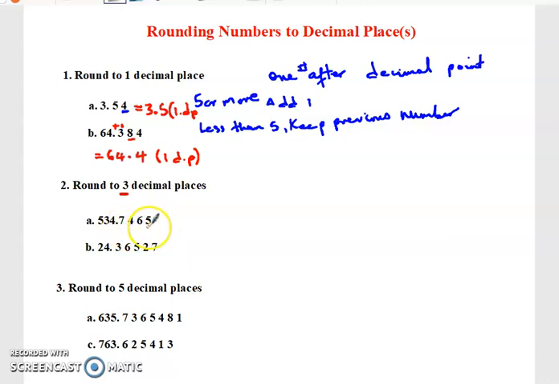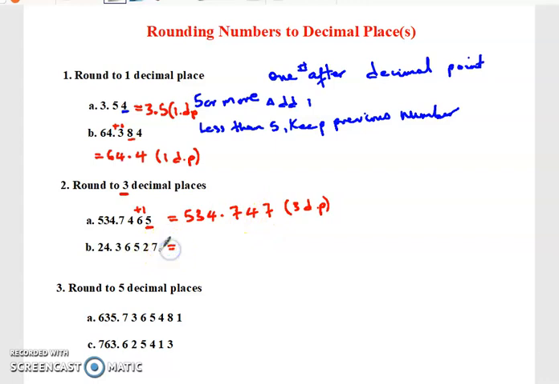Sorry, so the 4th digit is 5, and if that digit is 5 or more, you're going to add 1 to the previous digit, which was the 6. So this is 5, so this is going to be equal to 534.747, right? This is to 3 decimal places. So 3 decimal places, you need 3 digits after the decimal point.